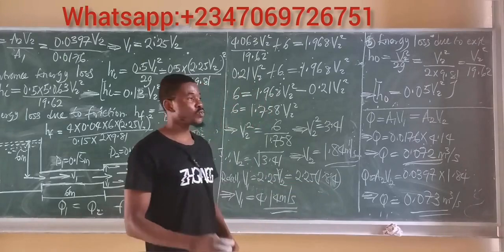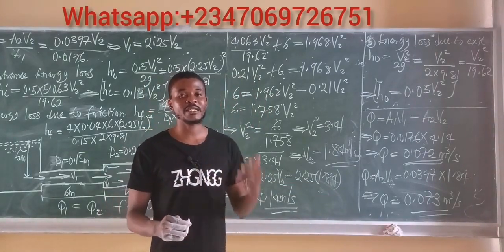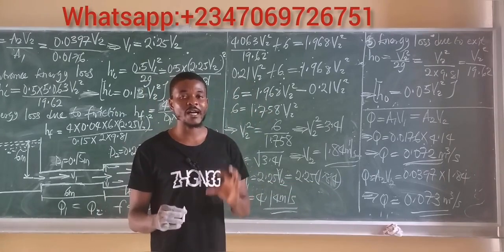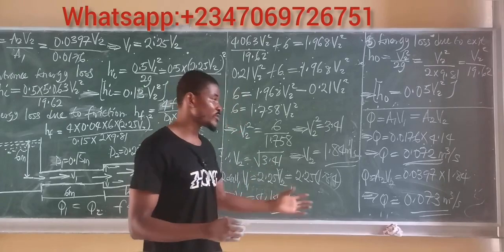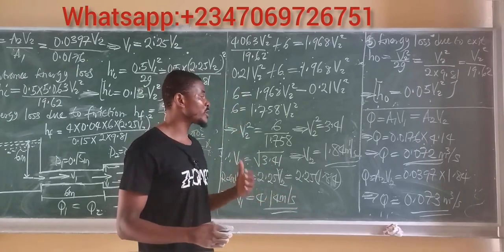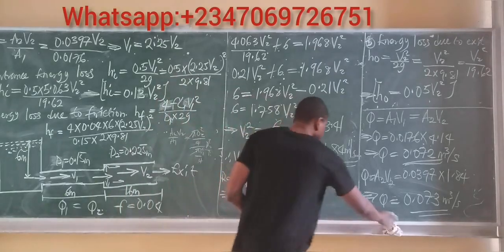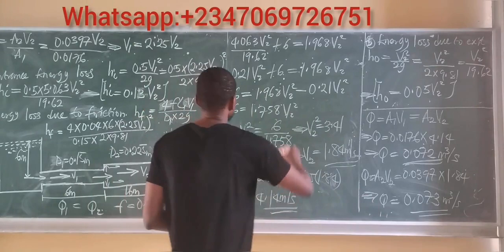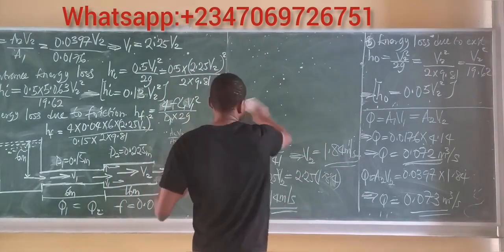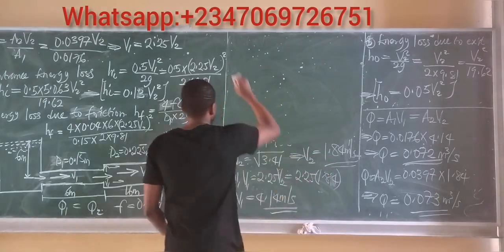The second question says we should draw the energy gradient line, but you can't draw the energy gradient line without knowing the values of the energy losses. So we need to now put the values of V2 that we obtained into all the energy equations to obtain the energy losses. So I will make out a space for that. All right, so not forgetting V2 is 1.84.